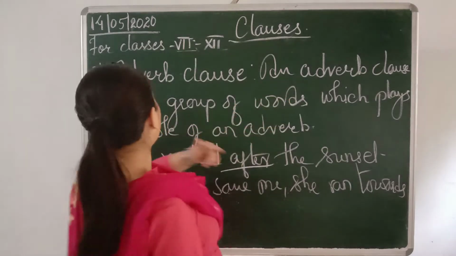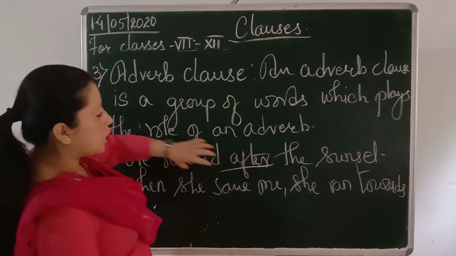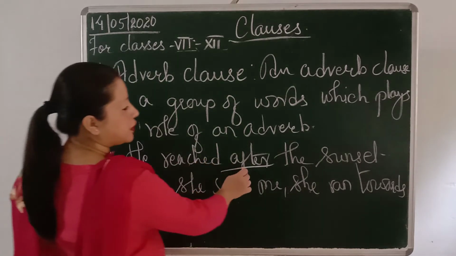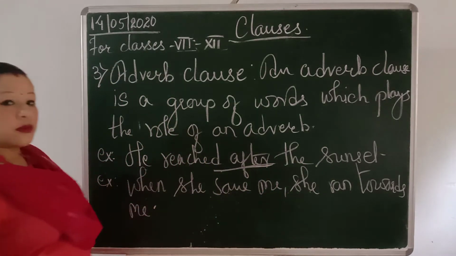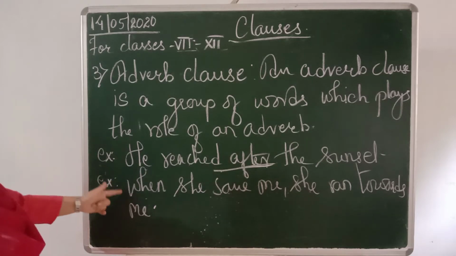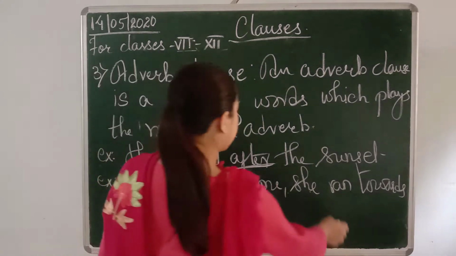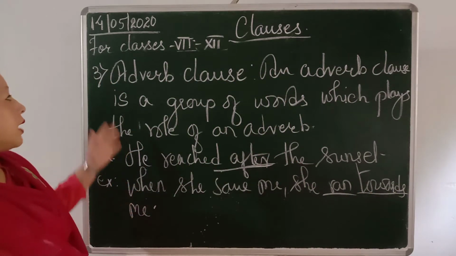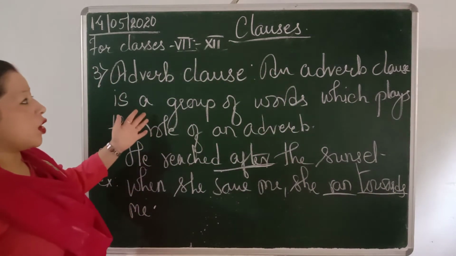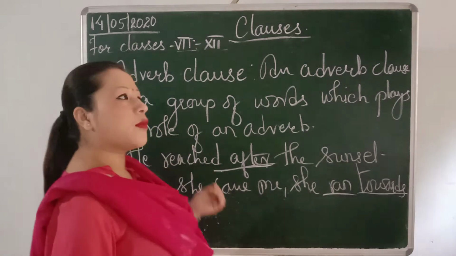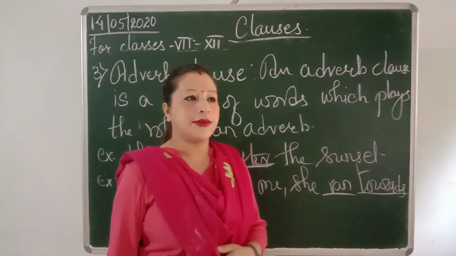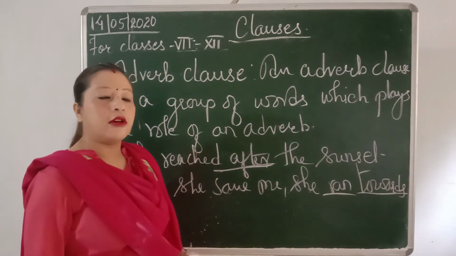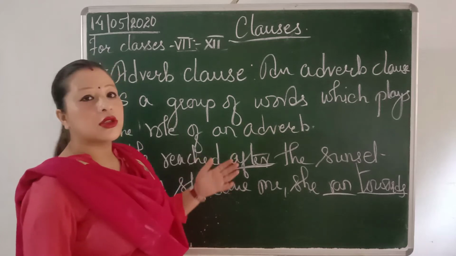So an adverb clause is a group of words which plays the role of an adverb. He reached after the sunset. So here after became an adverb clause. When she saw me, she ran towards me. So this is also an adverb clause. So this is all about an adverb clause. These adverb clauses are also of several types: adverb of time, adverb of frequency, adverb of manner, adverb of condition. So we'll just go accordingly.